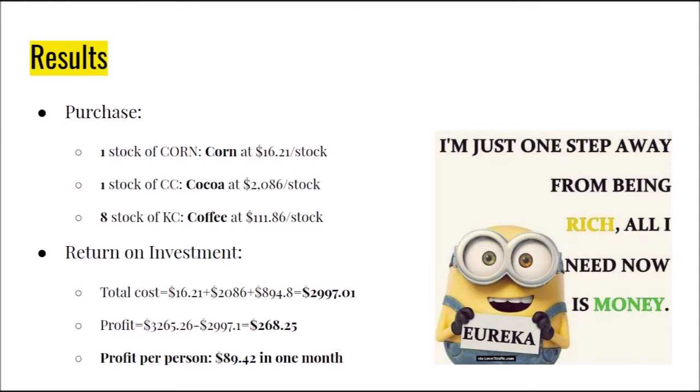The results of our model are shown on the screen. Our model suggested that we purchase 1 stock of corn at $16.21, 1 stock of cocoa at $2,086, and 8 stocks of coffee at $111.86. The return on our investment is as follows. Our total cost summed up to $2,997.01, and our total amount made back, subtracting that cost, is our total profit, which equates to $268.25. This means we made $89.42 in 1 month per person.